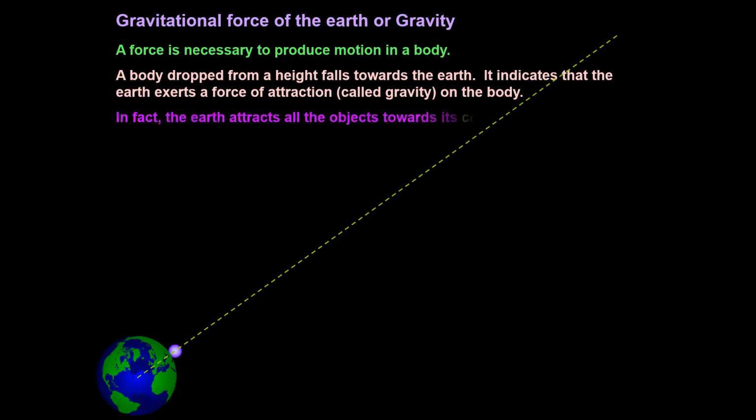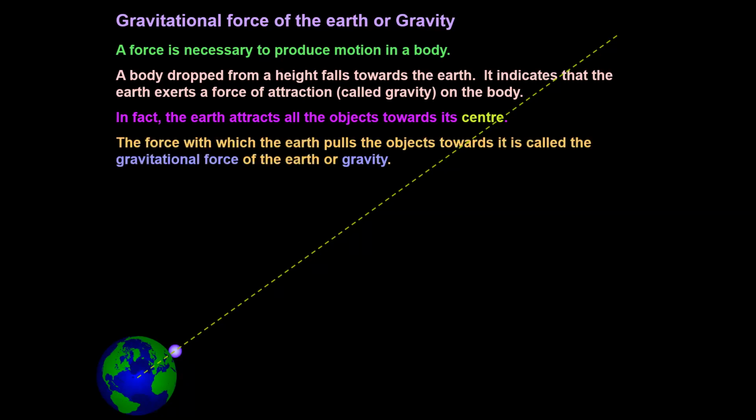Next one. In fact, the earth attracts all objects towards its center. Where is the center? Is it on the surface of the earth? Inner core. No, sir, inside. Okay. So the earth attracts all objects towards its center. The force with which the earth pulls an object towards it is called the gravitational force of the earth, or gravity.